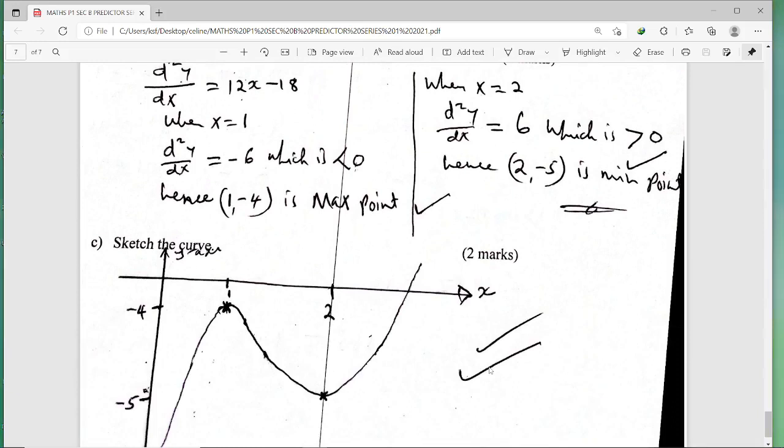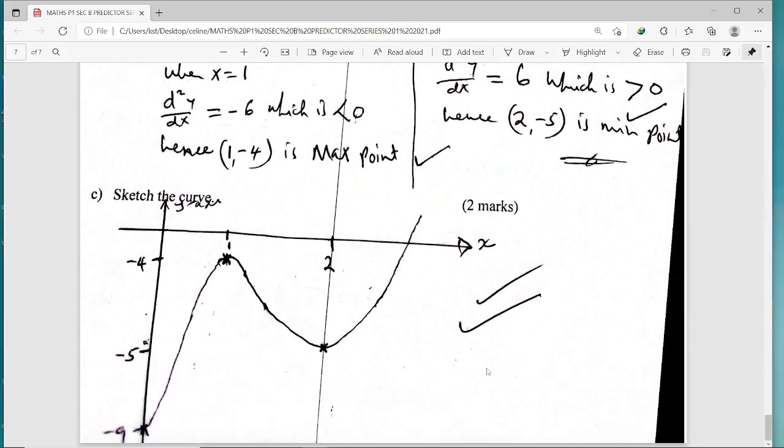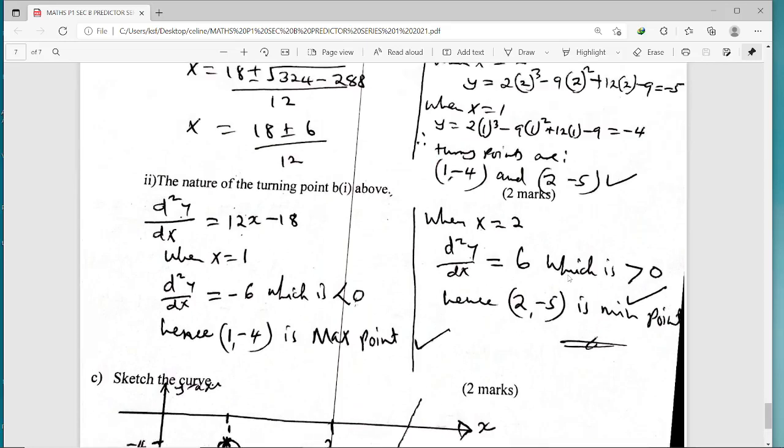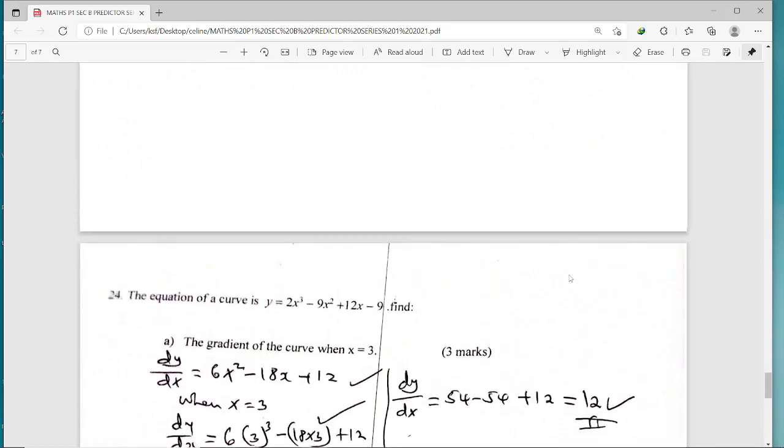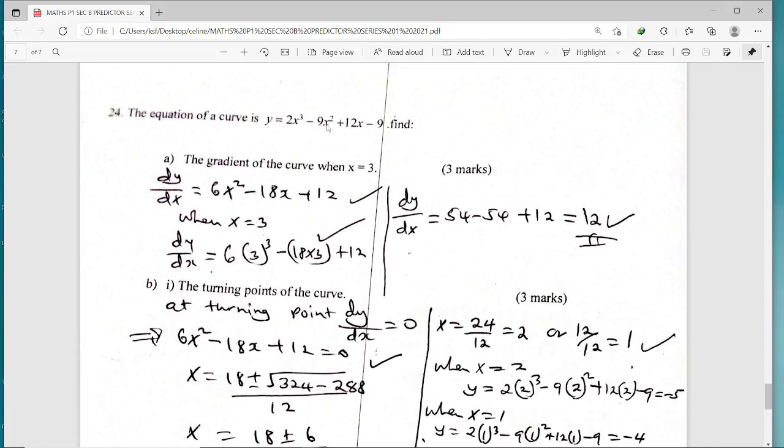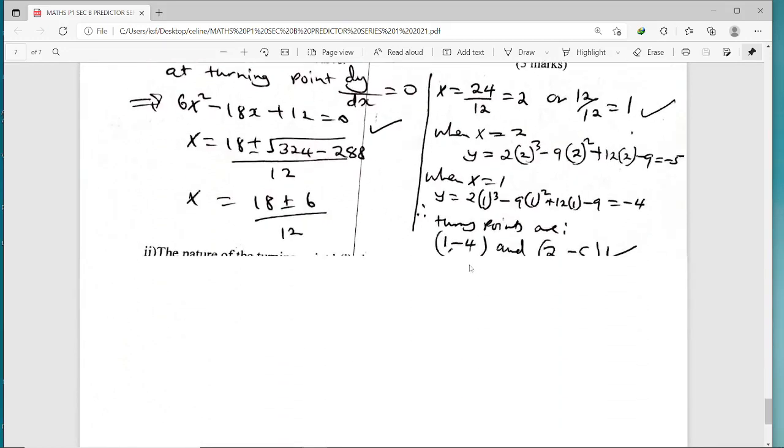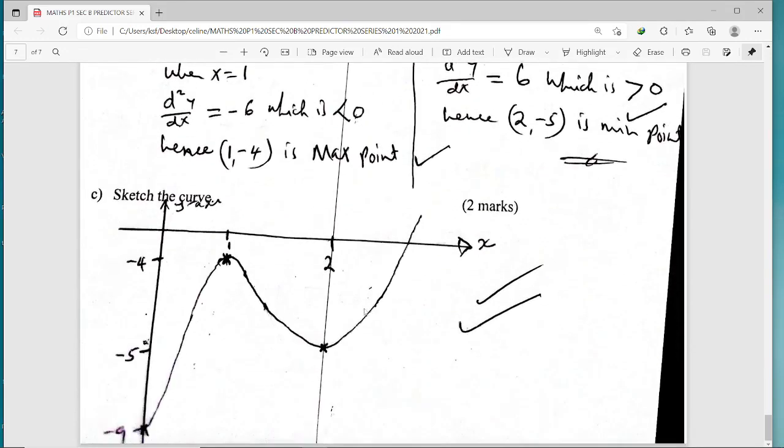Then we sketch the curve. Remember we said to sketch the curve, we need to find the y-intercept, the x-intercept, and the turning points, and also know their nature. So we have the turning points, but we don't have the x and y-intercepts. The y-intercept we can find because at the y-intercept, x is 0. So we substitute in the original equation with x being 0, and we remain with y as negative 9. So the y-intercept is negative 9. You can see in my graph, the y-intercept is negative 9.